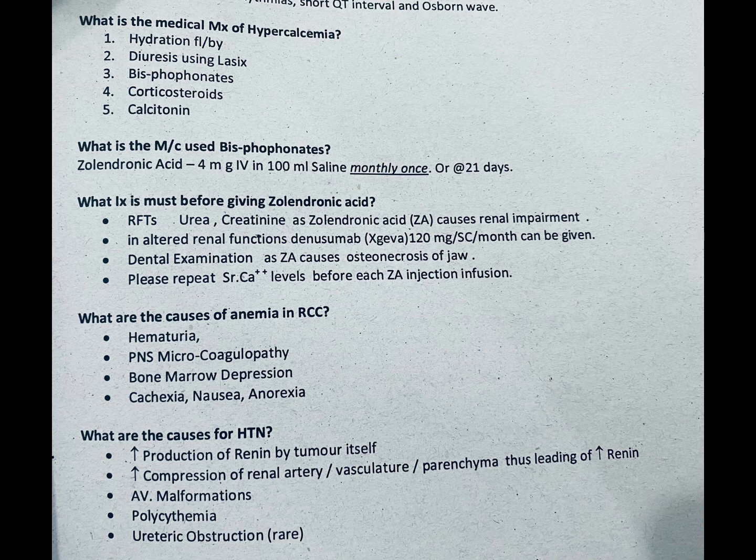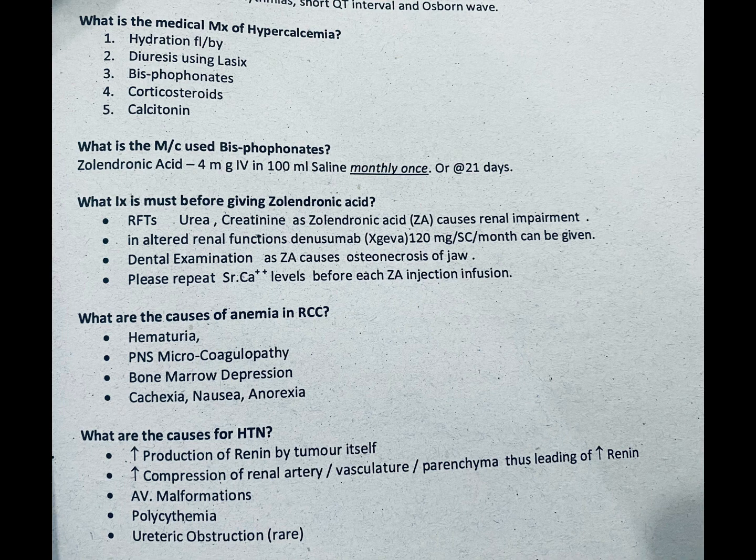And how will you treat hypercalcemia in these patients? First hydrate the patient, then give Lasix, which is a loop diuretic, to cause diuresis, followed by a bisphosphonate, and then corticosteroid and calcitonin. The most common bisphosphonate which we are using is zoledronic acid, which is available in the market under the name Zometa, and it's given 4 milligram IV in 100 ml saline, once monthly or every 21 days.